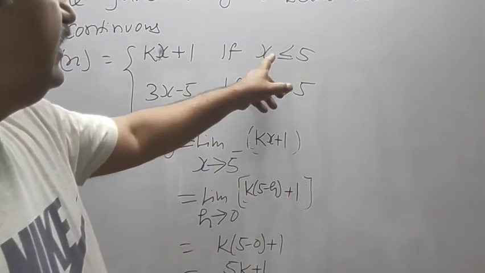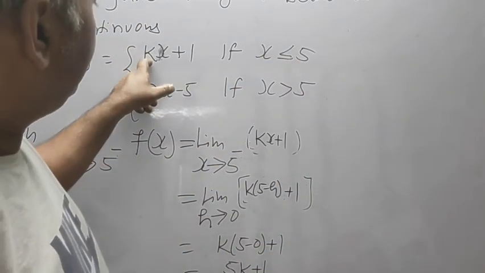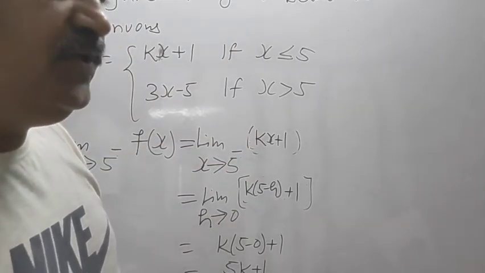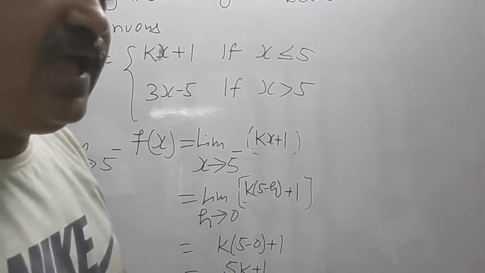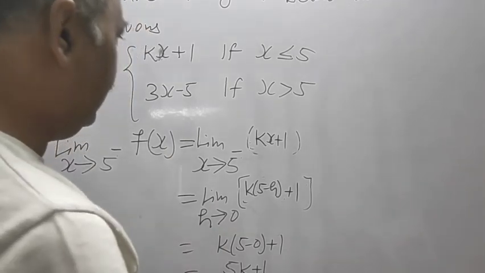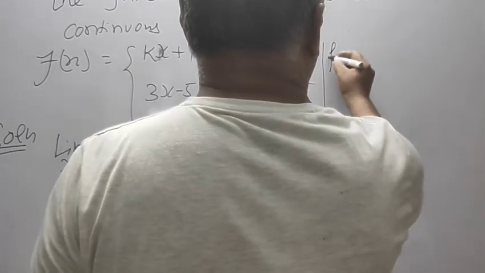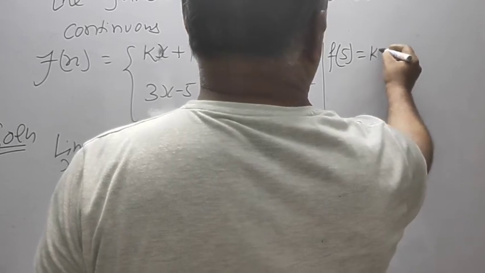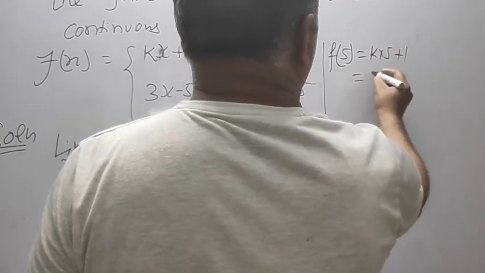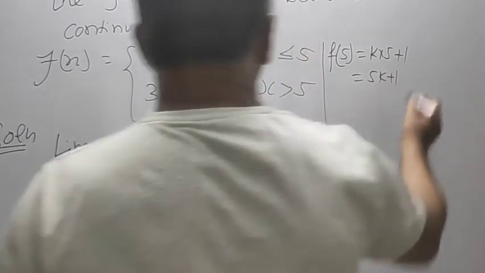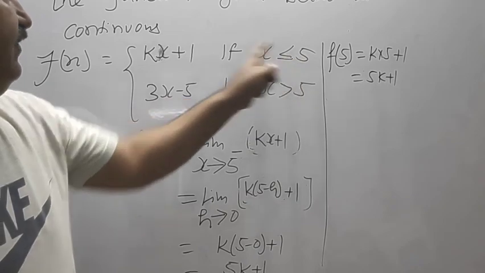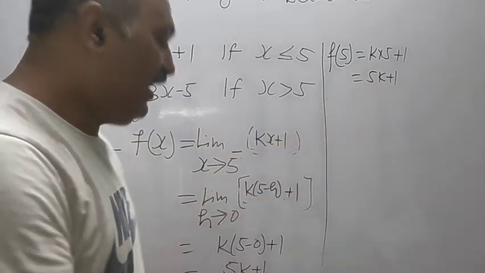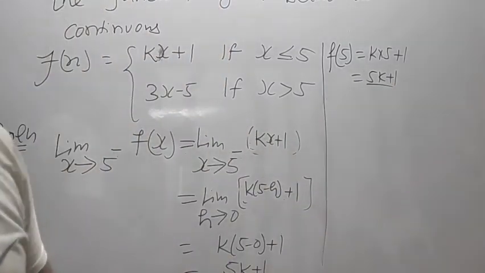Similarly, the value of the function at x is equal to 5 will also be 5k plus 1. In case of continuity, you need these three values, and the third value, f of 5, is also equal to k into 5 plus 1, that is 5k plus 1. Because for x is equal to 5, f of x is equal to kx plus 1. Value of the function at 5 is also 5k plus 1 for this function.